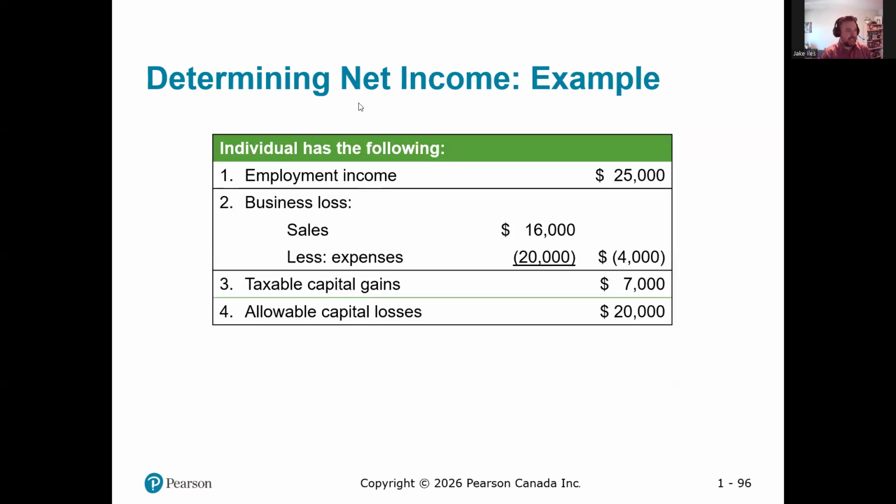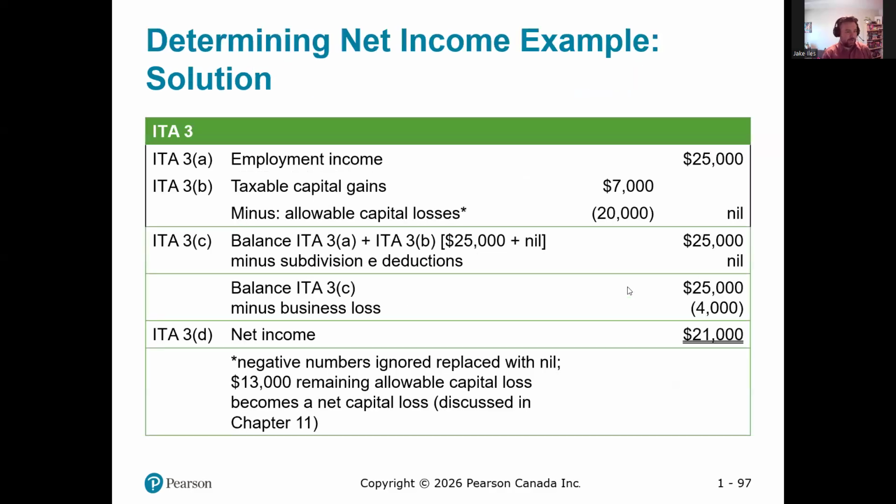So it looks like this. We have employment income, 25,000. We have a business loss of $4,000, taxable capital gains of 7, and allowable capital losses of 20. So we'll start with our employment income of 25,000. Our taxable capital gains was 7, but our allowable capital losses was more than our 7. So that number becomes 0, and that difference of $13,000 will be held onto for a future year.